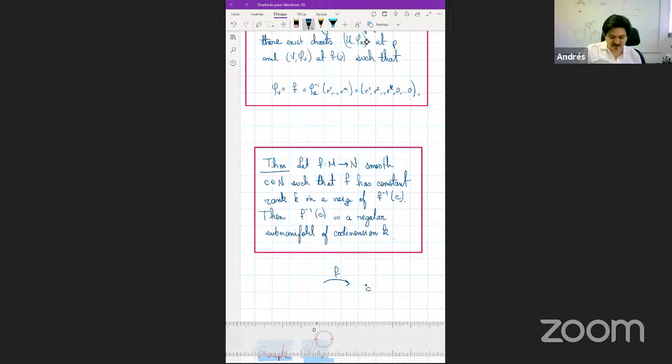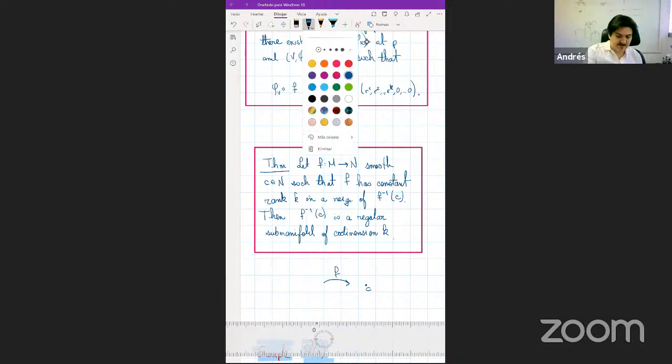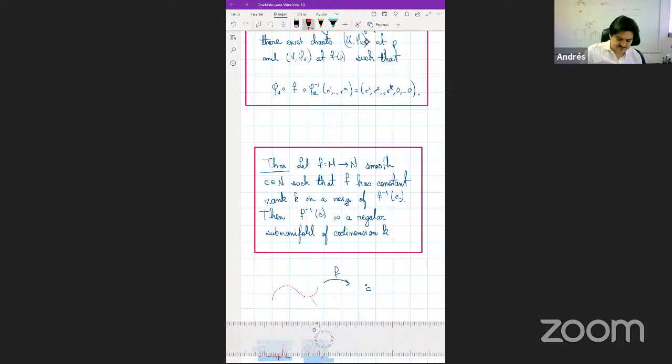I have a smooth function f, and then I look at the preimage of f. Now, the result from the top, what we saw yesterday, requires that at every point here, the differential must be onto. That's what we saw yesterday.